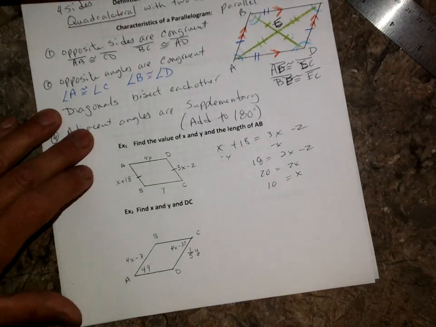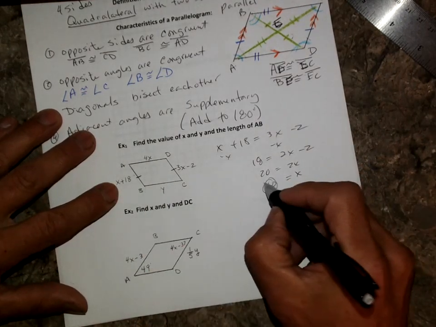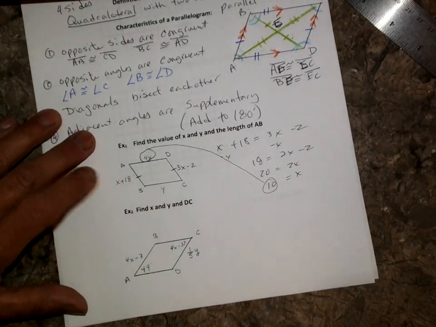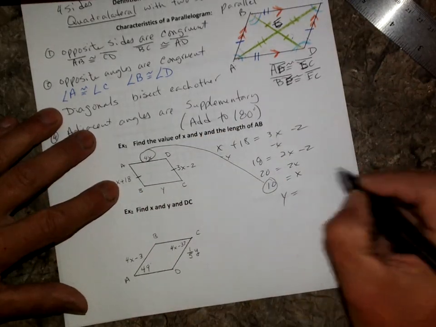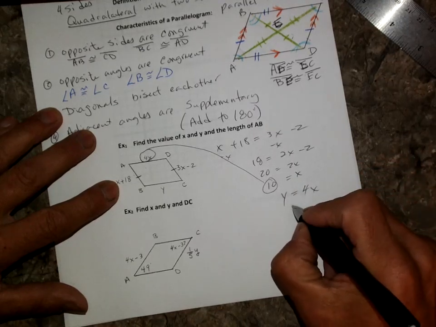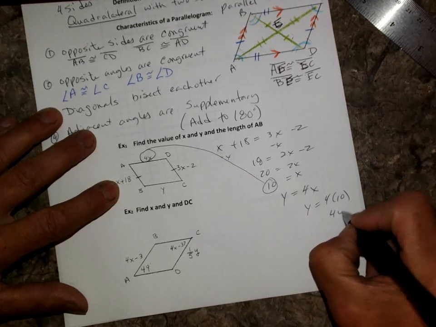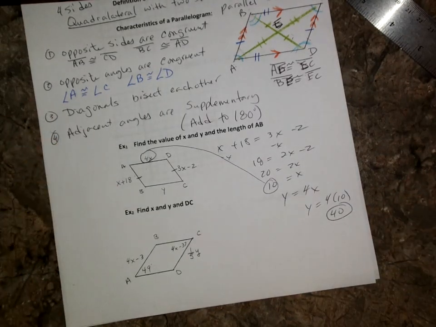We've got x. Now to get y, just plug that back in. So 10 goes right into here. Since y is equal to 4x, and x is 10, then y has got to be 4 times 10, or 40. Hopefully that made sense, since they're equal.